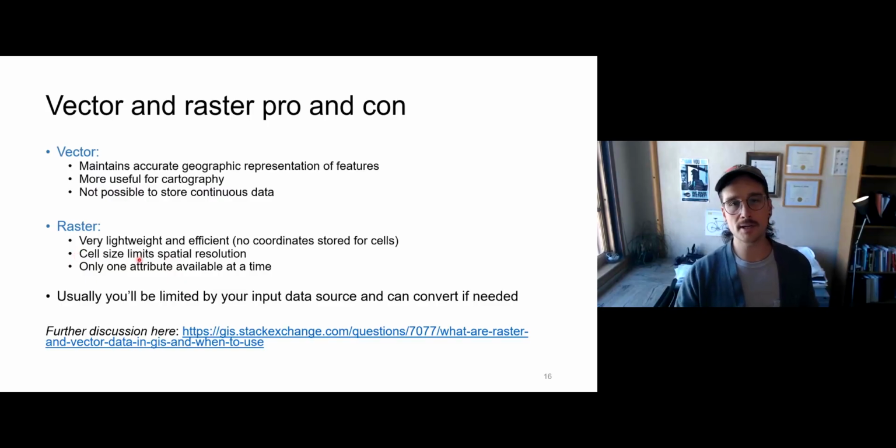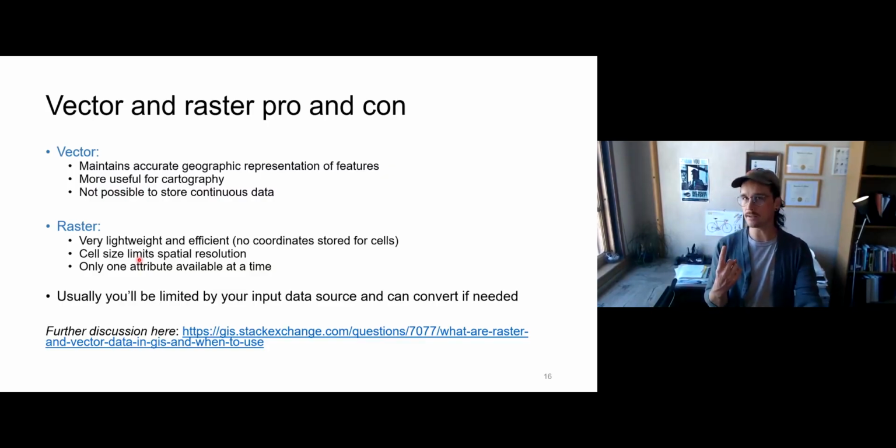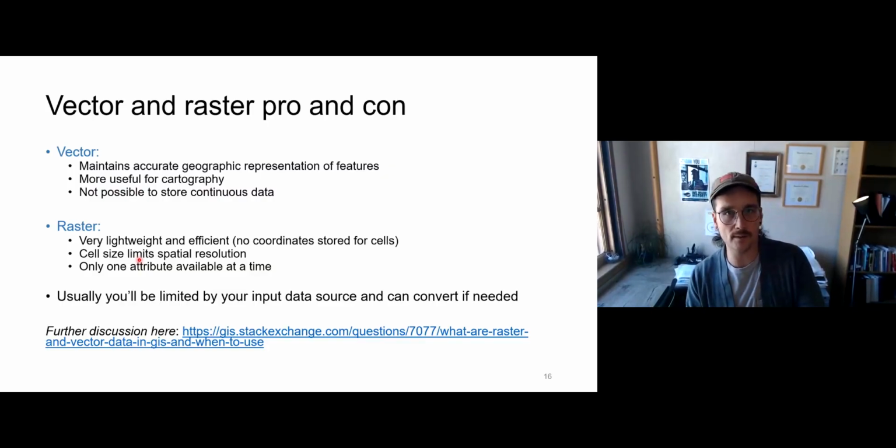The cell size limits spatial resolution. So I already mentioned this, but if we've got a 100 meter by 100 meter grid cell, there's probably going to be some variation in whatever spatial phenomenon we're looking at within that grid cell, but we're just assigning a single value to it. Usually it's fine, right? We size the raster to capture a reasonably accurate value of whatever phenomenon we're studying, but we are certainly losing some resolution.